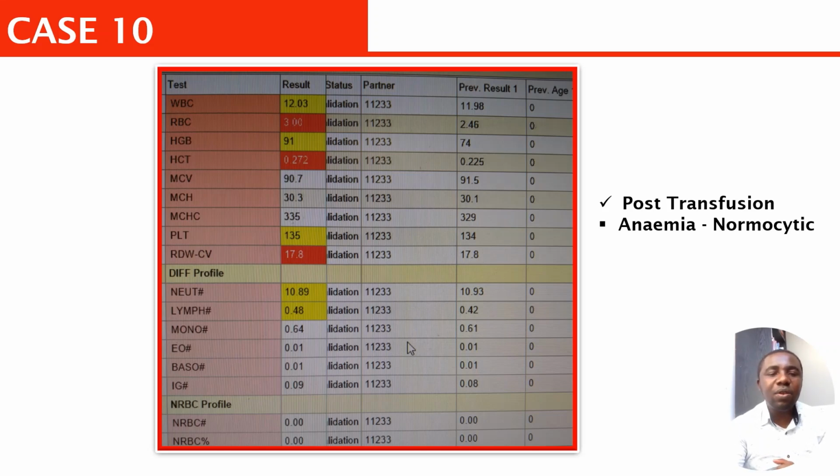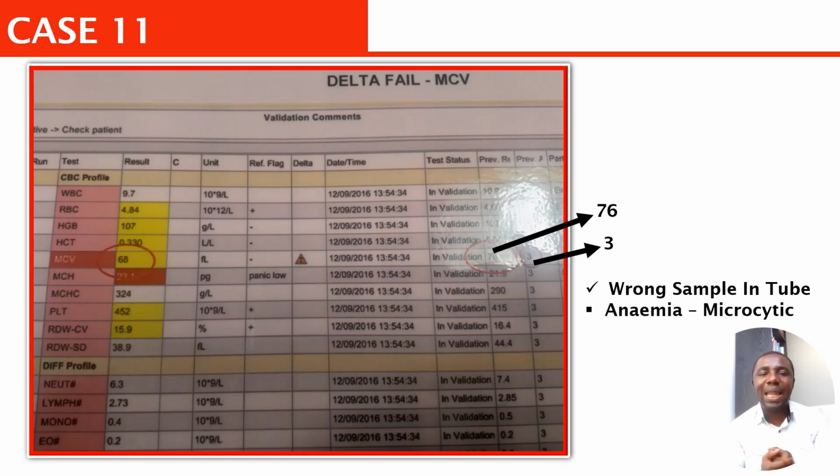Now, having known that, let's look at case number 11. In case number 11, what I would really want you to pay attention to here is wrong sample in tube. This is one of the commonest questions they ask. If you have not watched the video on MCV, go and watch it. Because if you look at this, you will see that MCV now is 68, if I can see it correctly, or 66, but previously it was 76. Just 3 days ago, that's why I pointed it out, because I don't think it's clear. So it has changed from 76 to 68. That is significant. And I told you, MCV hardly changes.